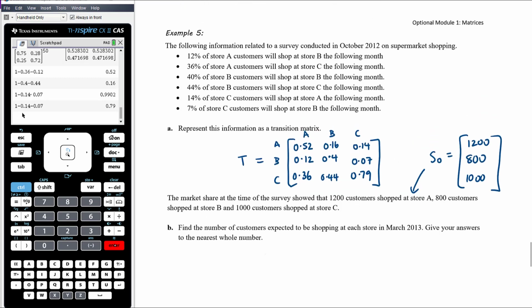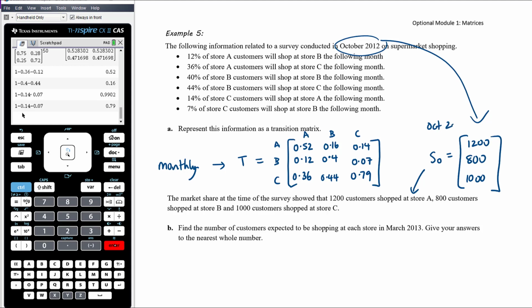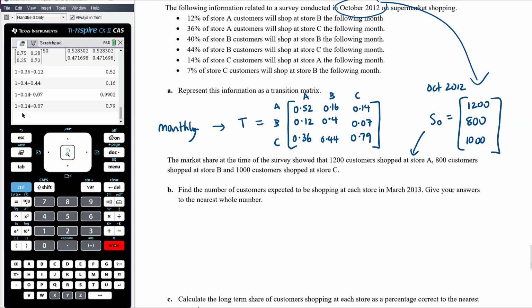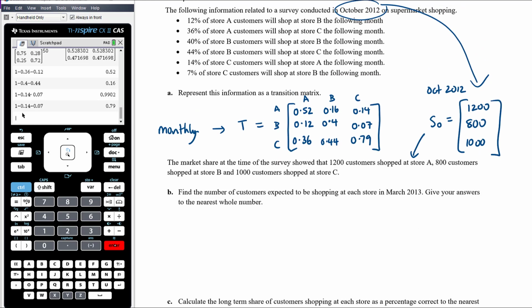Okay, so let's go back and be clear about what's happening here. October 2012, and this is a monthly transition. So the transitions happen monthly. That's important to note from your information. S0 is October 2012. So we want to work out how to get to March 2013. Get your fingers out. October, so one transition to November, December, January, February, March. So March 2013 is 5 months after. October 2012 to March 2013 is 5 months.